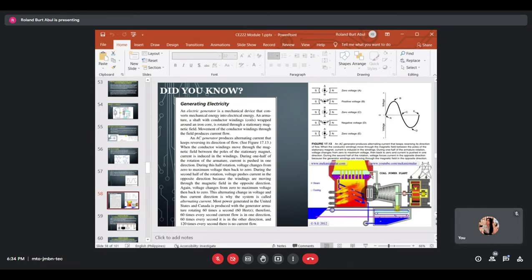Referring also to the figure below, this is an example of a coal power plant. Here you can see the electric generator that produces electricity. The coal is placed in the burner and burned, and then the water is boiled. The water in turn will produce steam. This steam causes the turbine coupled to the generator to rotate.